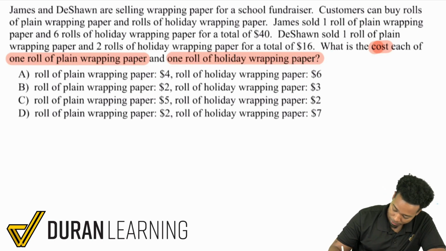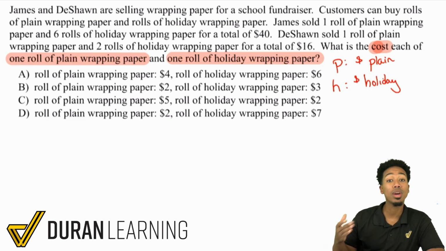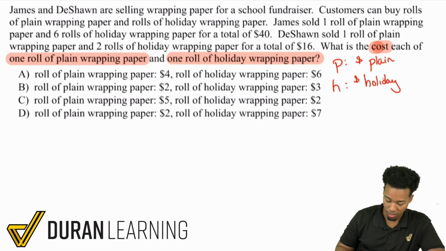Let's go ahead and say P for plain, so the cost for plain. And then we have over here H, which is the cost for holiday wrapping paper. So let's see what the relationship is. Let's see what equations we can create. I see over here, they're selling wrapping paper for a school fundraiser.